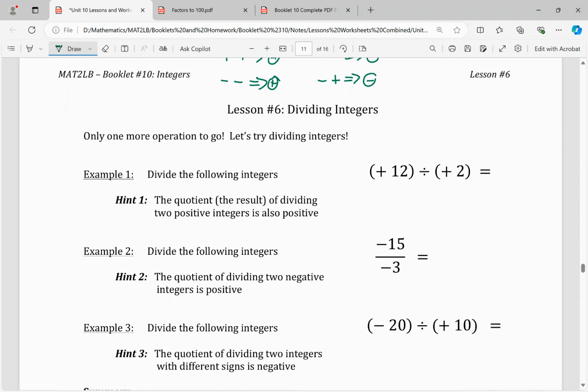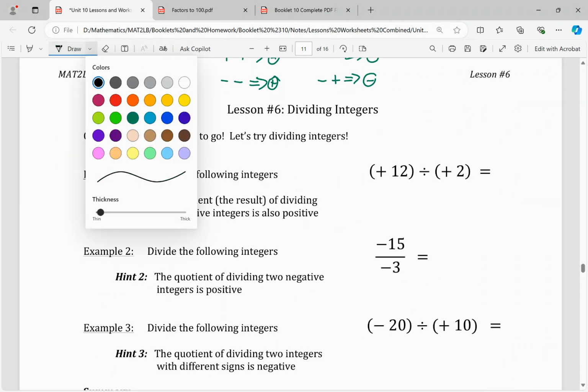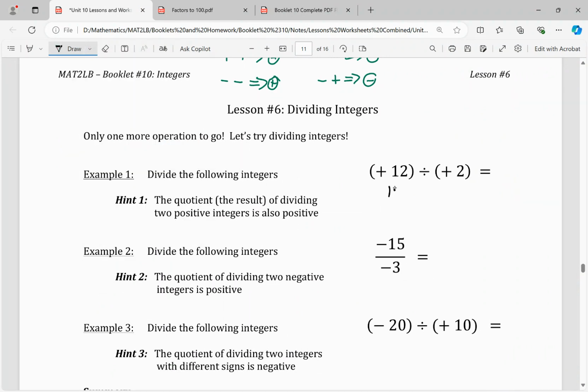So, first example, 12 divided by 2. Now, both of those are positive. If I wanted to, I could rewrite this problem like this, just 12 divided by 2. But either way, 12 divided by 2, using mental math, that's going to give us an answer of 6.